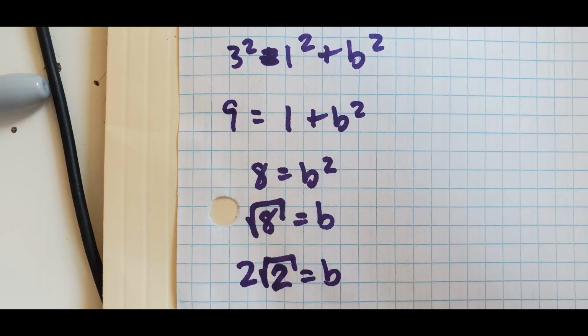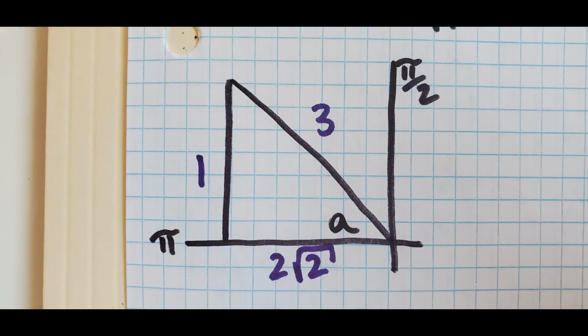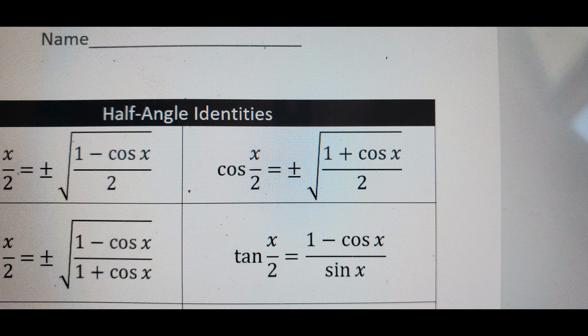This one doesn't come out to a nice, neat number. This one kind of comes out to an ugly number, so it's going to be 2 root 2. So we write that over here, and now we're just going to do the same exact process. So at the beginning, they asked for cosine of a divided by 2. We come over here, and we find cosine of x over 2 is all that. So we're going to write that on our paper first.